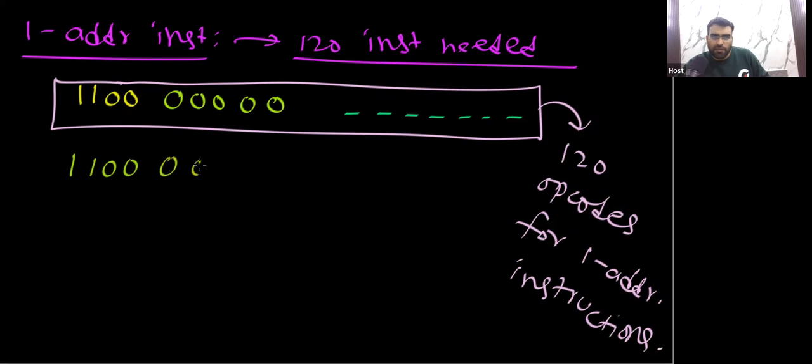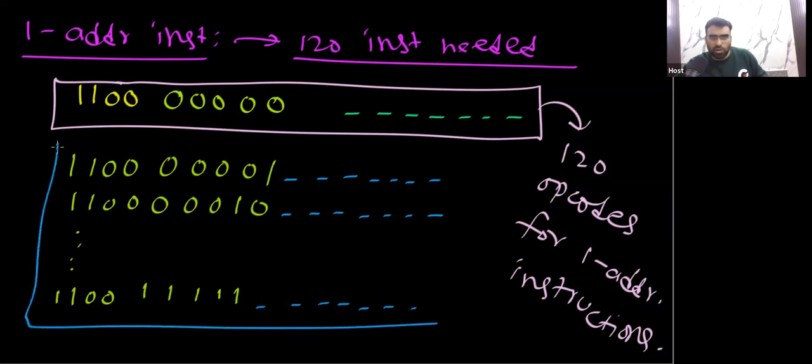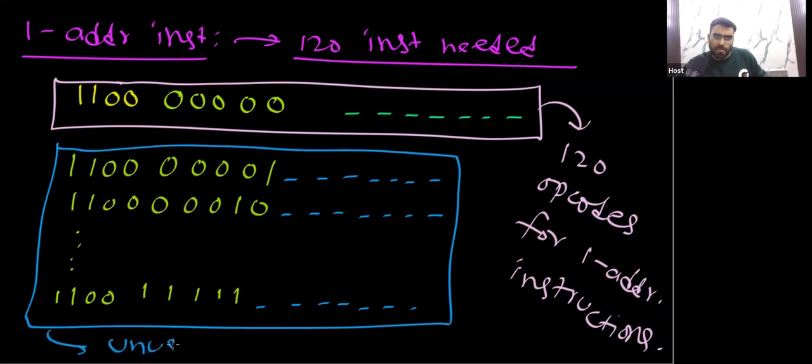For example, if I put 0001, if I put 0010, and so on, 11111, and so on. All these are also unused. Basically, a lot of combinations will be unused. Are you getting my point?